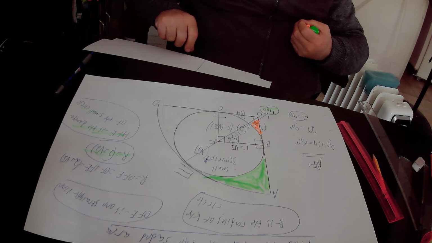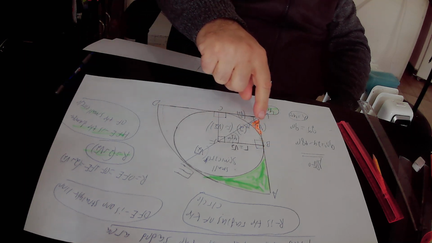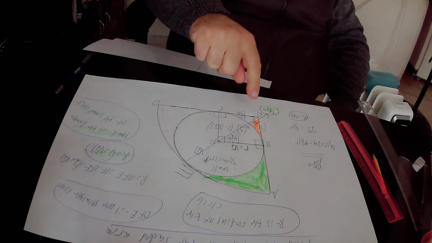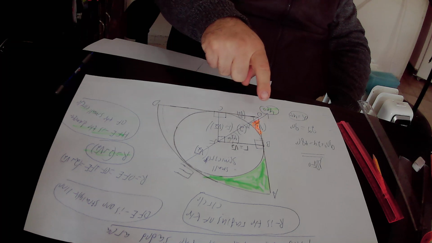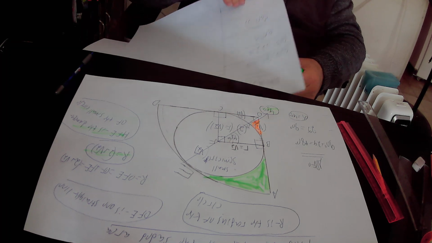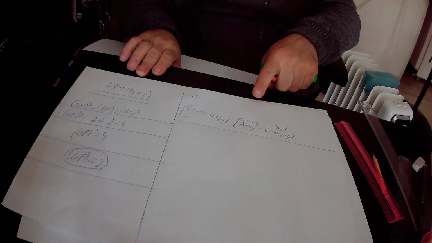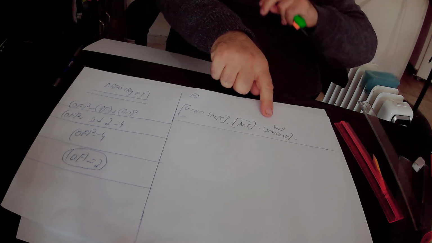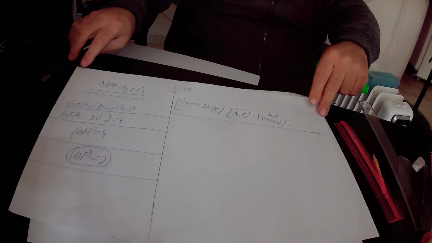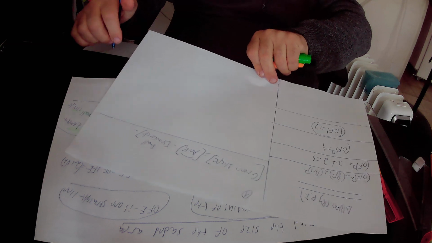To repeat again, the area of this green shape in total equals the area of the big sector AOE minus the area of this small semicircle minus the area of this orange shape HBO.